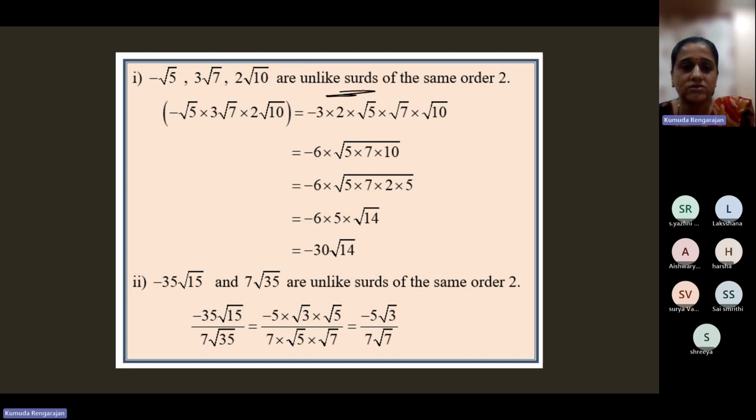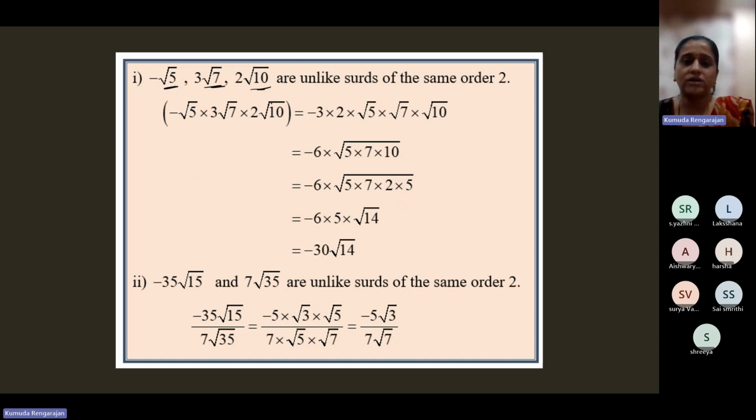So, unlike surds, these are unlike surds. They're unlike because you have 5 here, 7 here, 10 here, but they have the same order too. Everything is square root. But they're unlike because the irrational factor is different. Here the factor is root 5, here it is root 7, here it's root 10. They're not like, they're unlike.